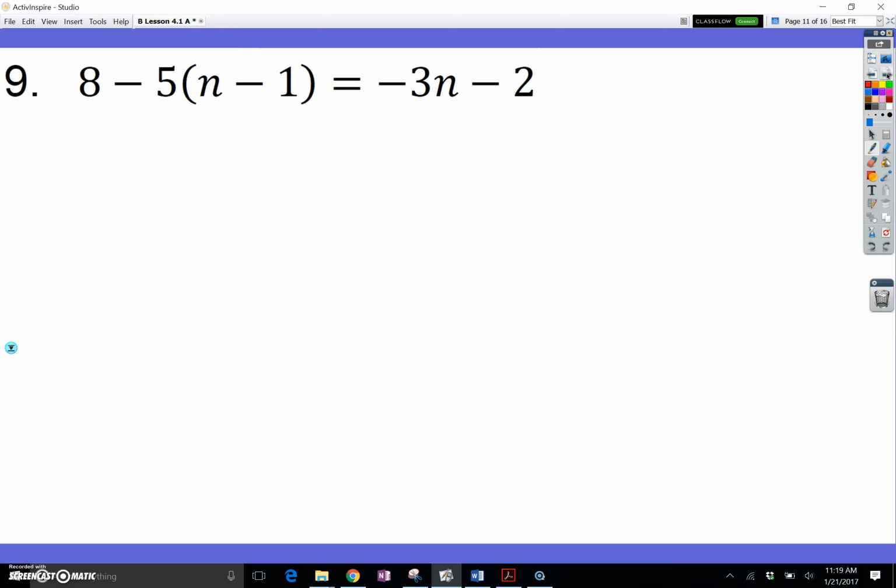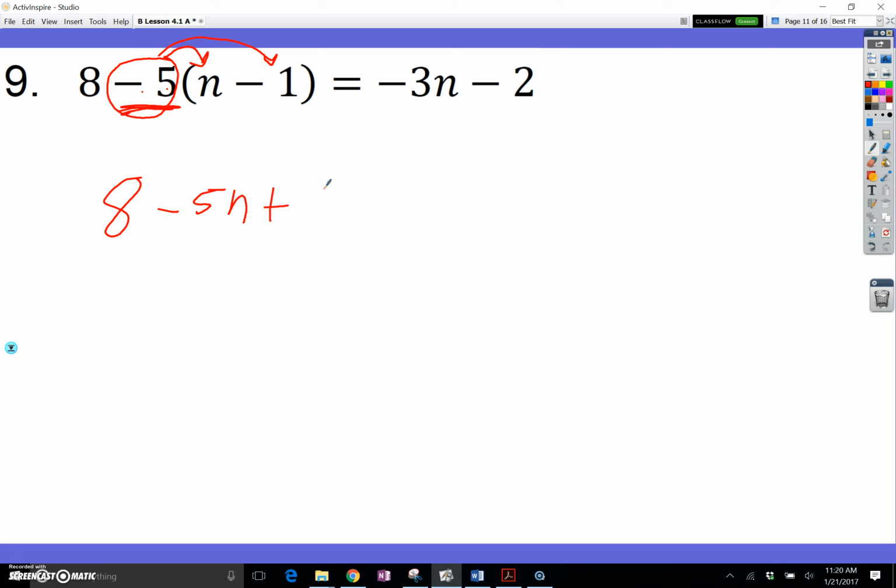So for the next few problems, I'm going to work on them with you for about the next 5 minutes. You don't need to verify these, you just need to solve. So remember, this one's a tad tricky because you have a negative 5 out in front of the parentheses, and that's what you're distributing, a negative 5 to the n and to the positive 1. So that's going to look like 8, and then negative 5 times n is minus 5n, then negative 5 times negative 1 is a positive 5. And that's going to equal negative 3n minus 2.